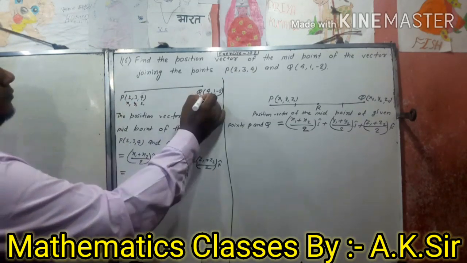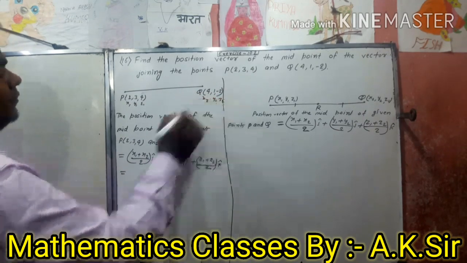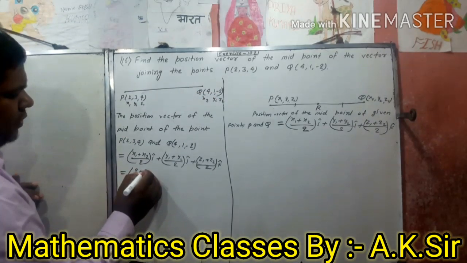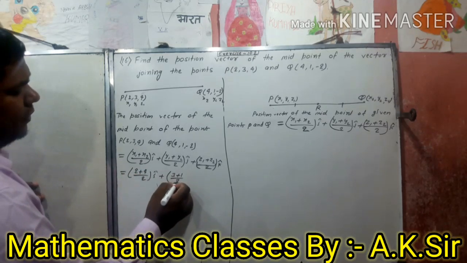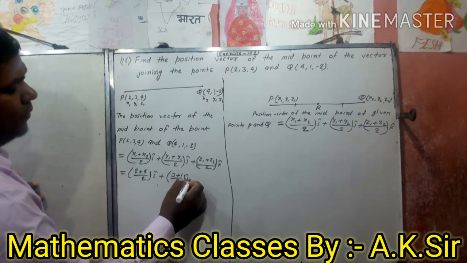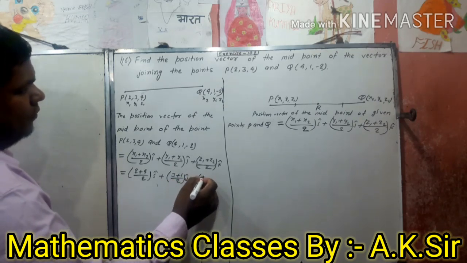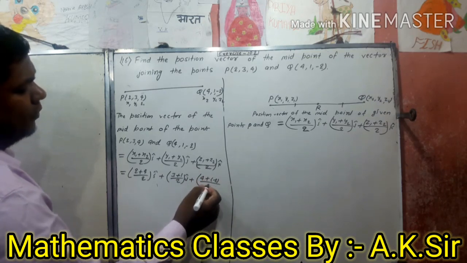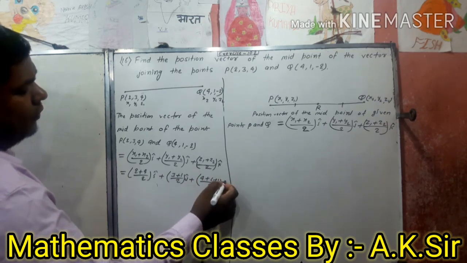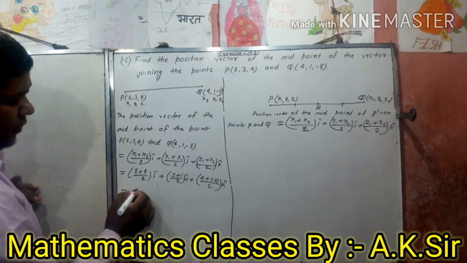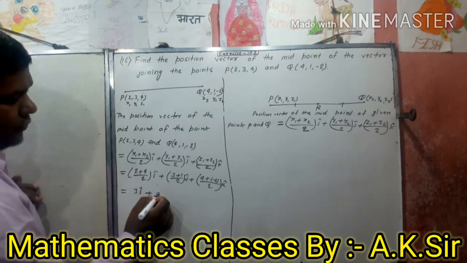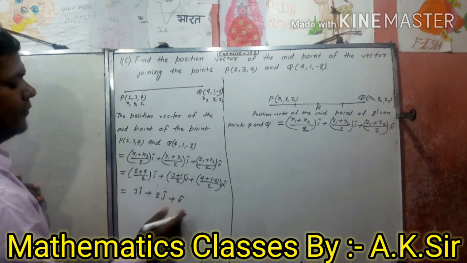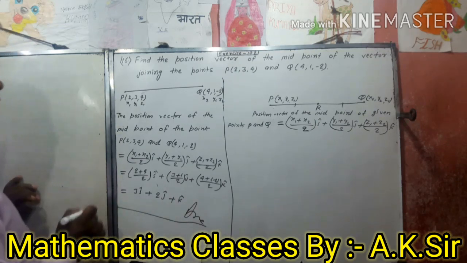(2 plus 4)/2 into i cap plus (3 plus 1)/2 into j cap plus (4 plus minus 2)/2 into k cap, equal to 3i cap plus 2j cap plus k cap. This is our answer.